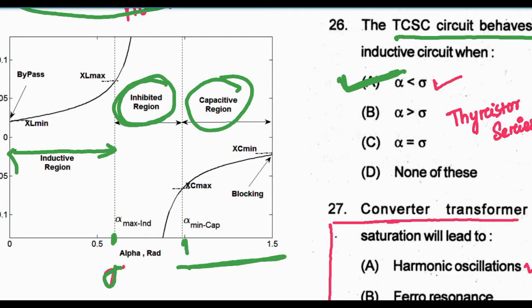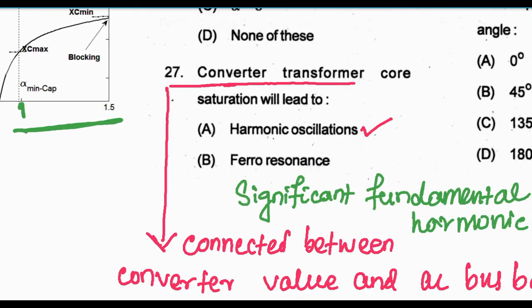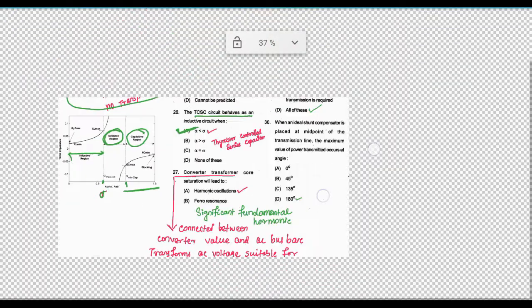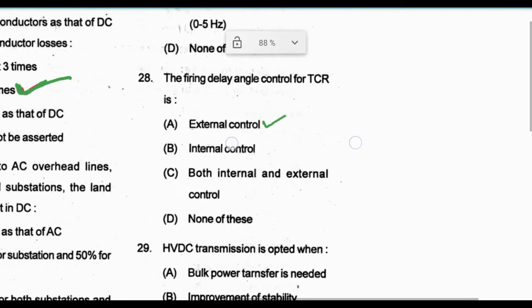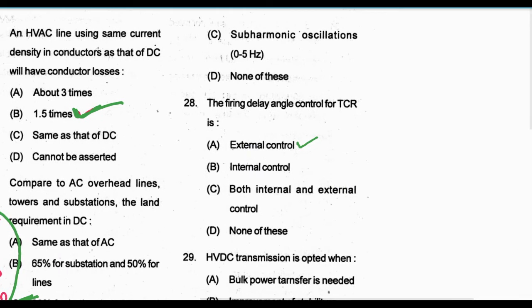to 1 radian. Next question: converter transformer core saturation will lead to option A harmonic oscillations, option B ferroresonance, option C subharmonic oscillations, and option D none of these. So here first thing, what is subharmonic oscillations? Oscillations of 0 to 5 hertz is subharmonic. That means the harmonics having frequency less than fundamental frequency are called subharmonic frequencies.